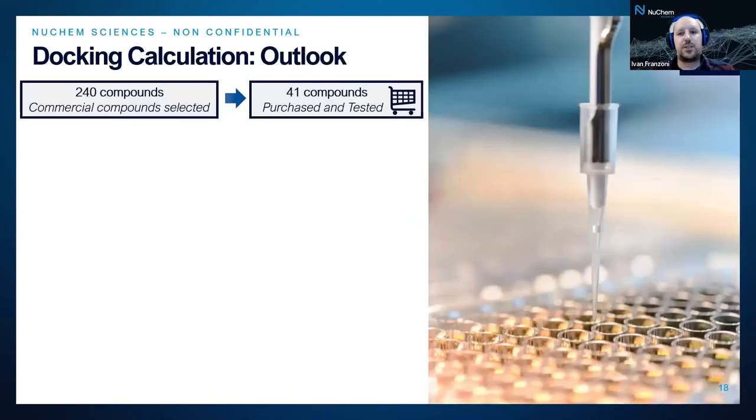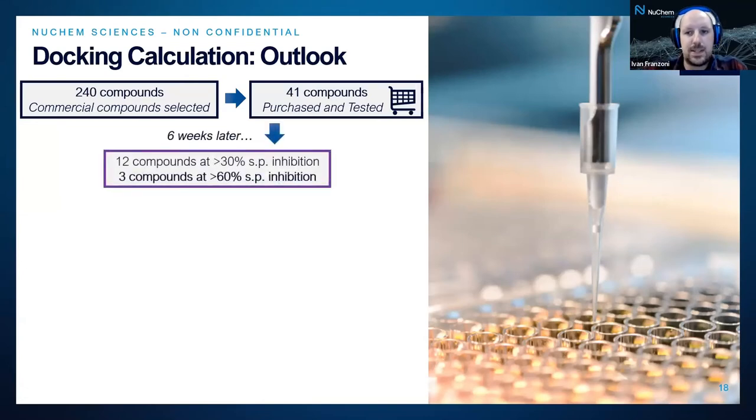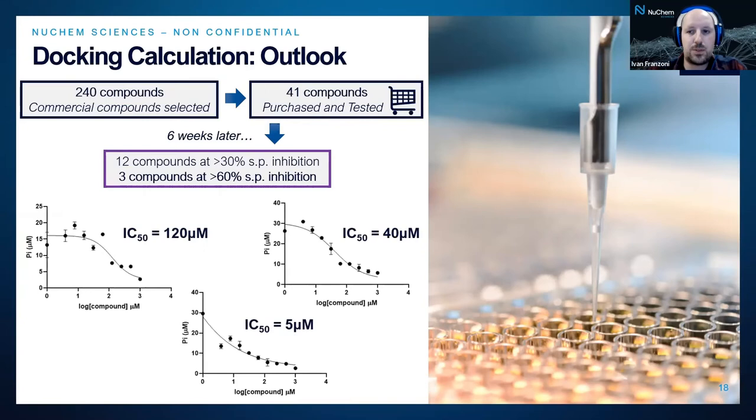So the 240 compounds identified by virtual screening were proposed to the client, and after additional evaluation, 41 were purchased and tested by our biology team. We were glad to see that out of the 41 compounds tested, 12 showed a single point inhibition of more than 30% and 3 compounds even more than 60%. The last 3 examples were then submitted to a full dose response curve determination, showing inhibition activities up to 5 micromolar, a good result for a hit compound.